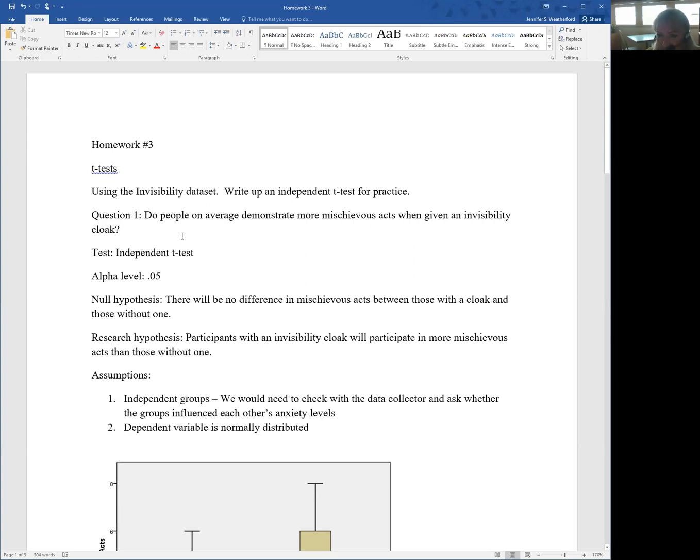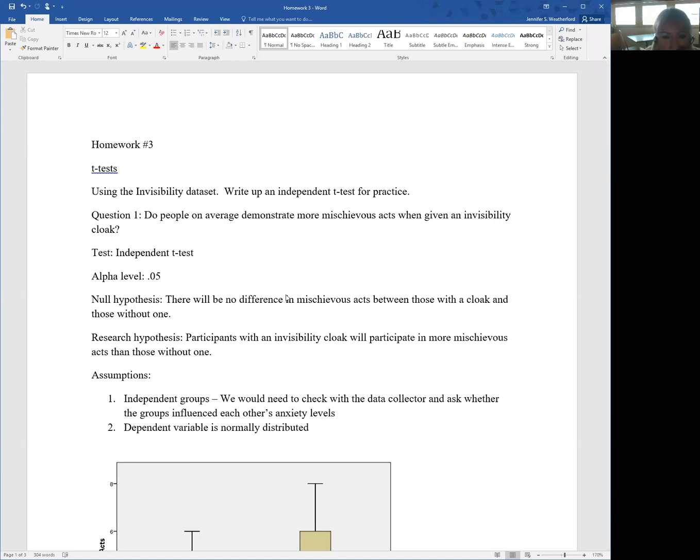I mean, when Field collected this data, what was he interested in? In this case, I think he was wondering if people were more mischievous when they thought they had an invisibility cloak, when they thought no one would see them. And so he's got these two groups, and he's going to compare how many mischievous acts. It's the perfect setup for an independent t-test. And you can write that in your paper, independent t-test, because that's what we're doing this week.